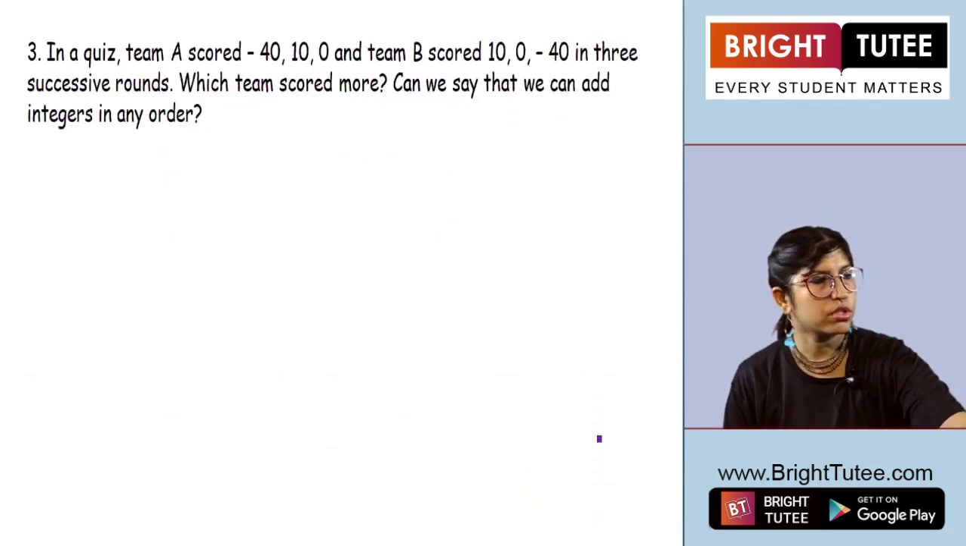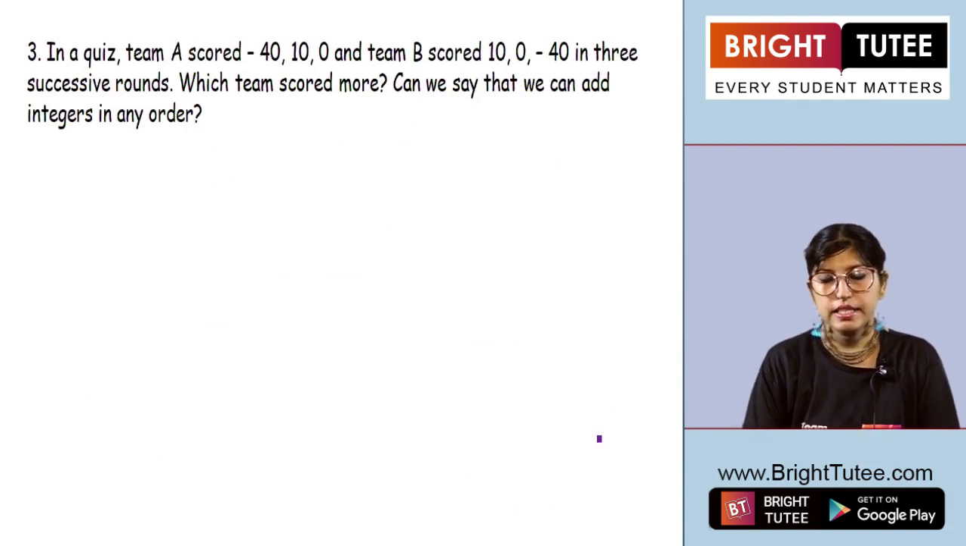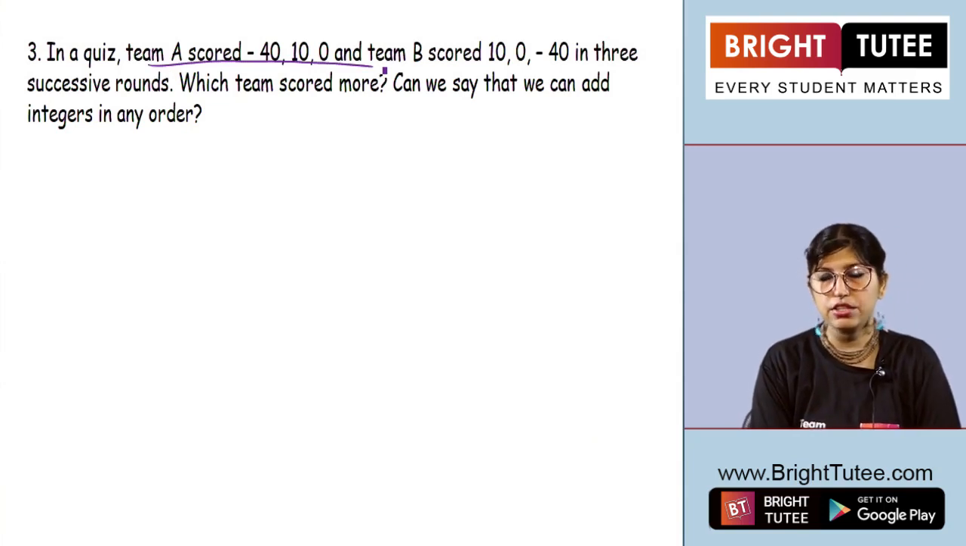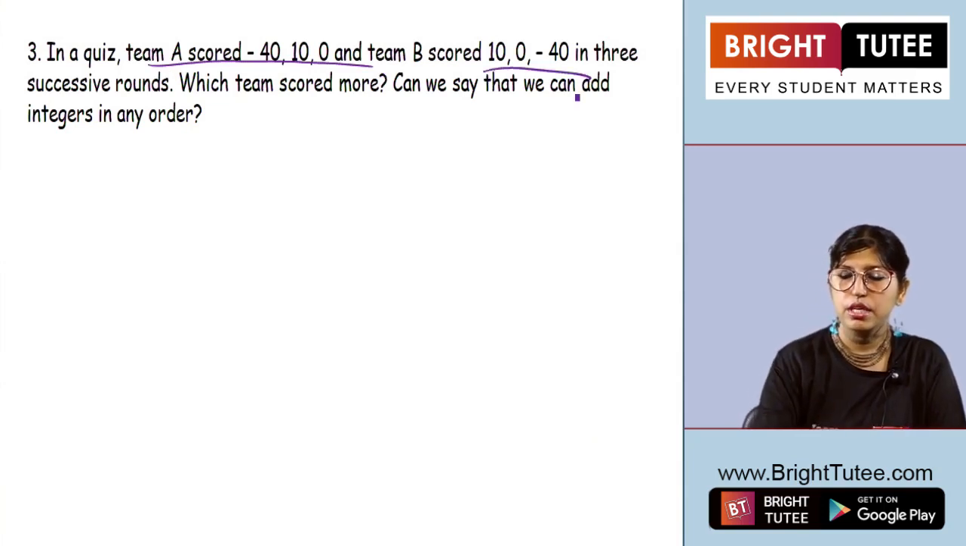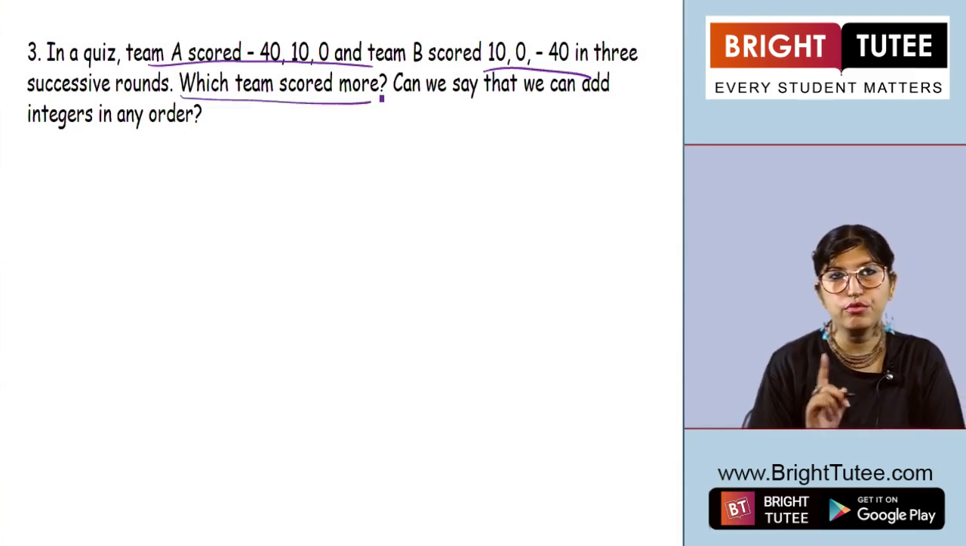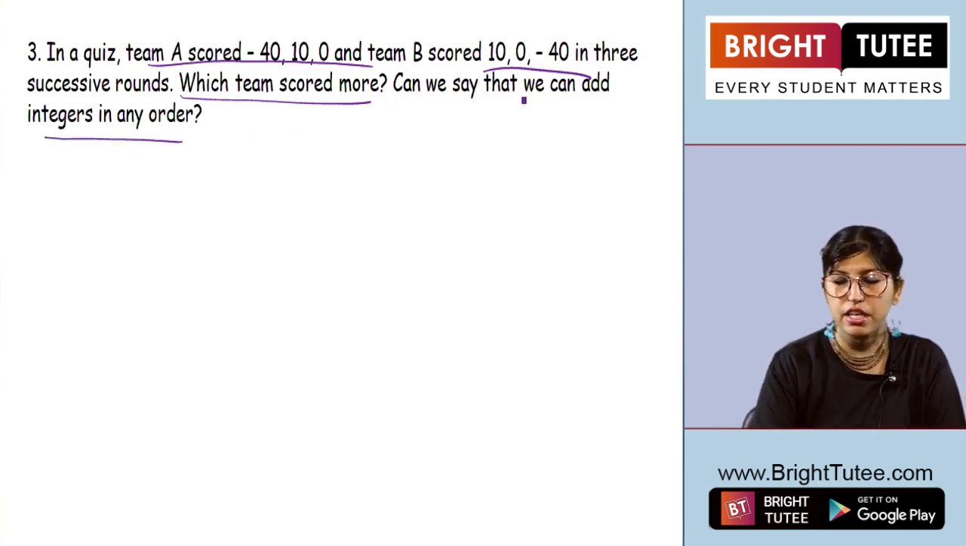Now let's move on to the third question. It says that in a quiz, team A scored -40, 10 and 0, and team B scored 10, 0 and -40 in 3 successive rounds. Now which team scored more? That is your first question. And can we say that we can add integers in any order?